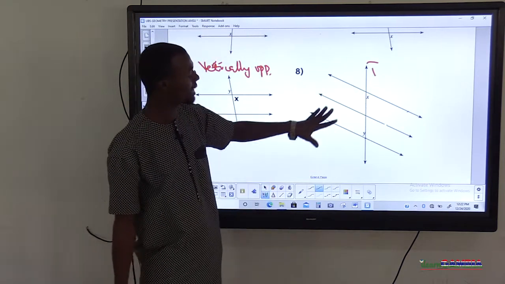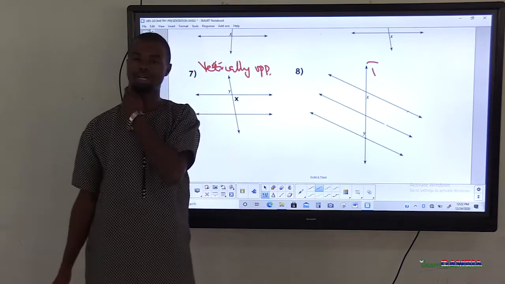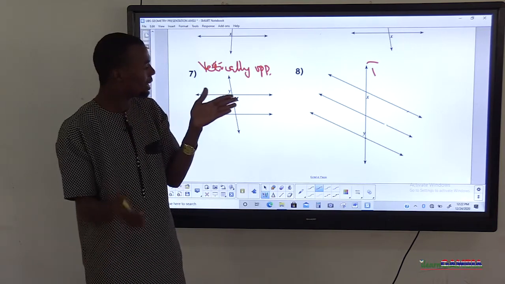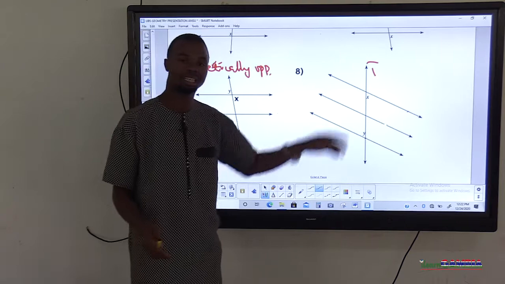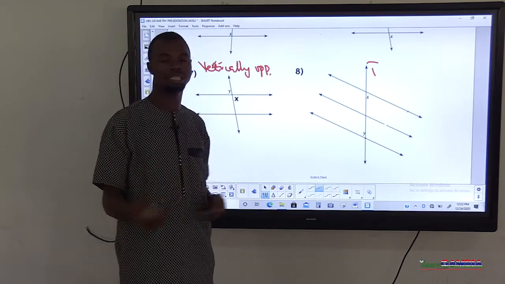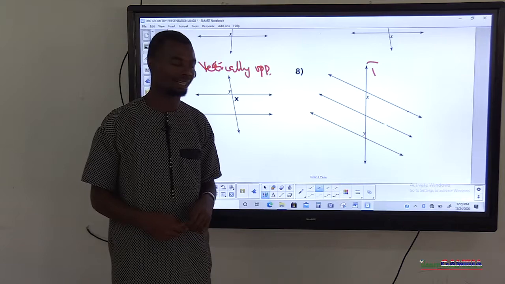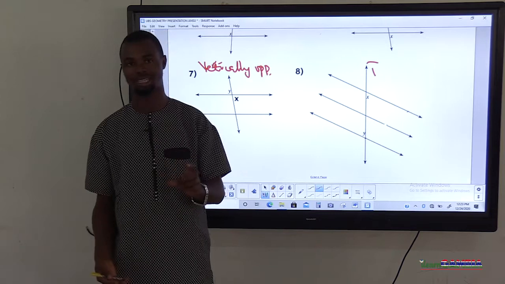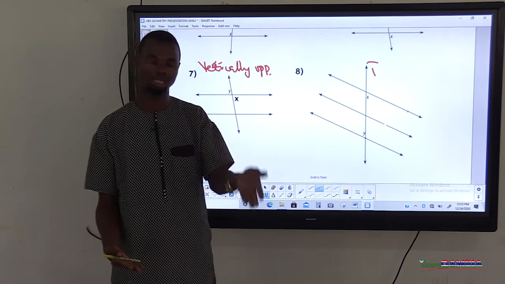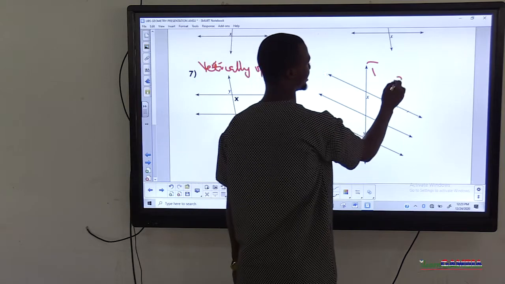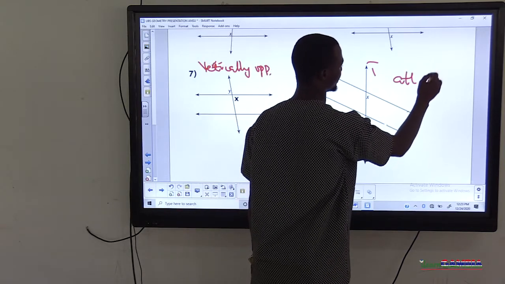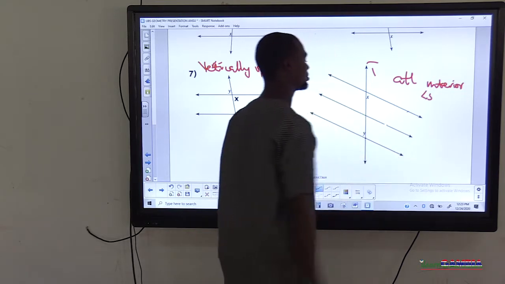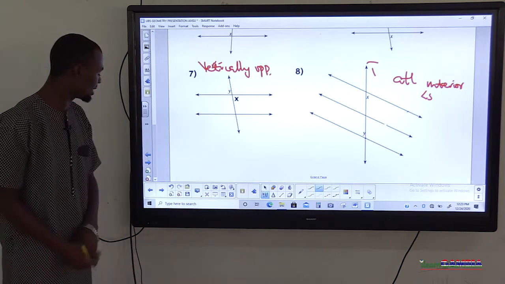So with those 2 lines, you can realize X is an interior angle and Y is also an interior angle. Where are they found with regard to the transversal? They are found on different sides of the transversal and non-adjacent, so it is alternate. In between the parallel lines, alternate interior. So this is alternate interior angles. That is what we have here.